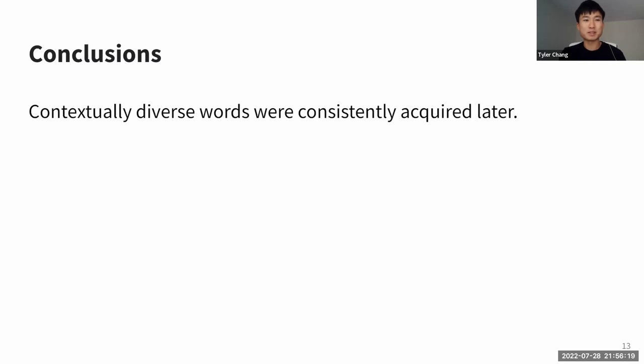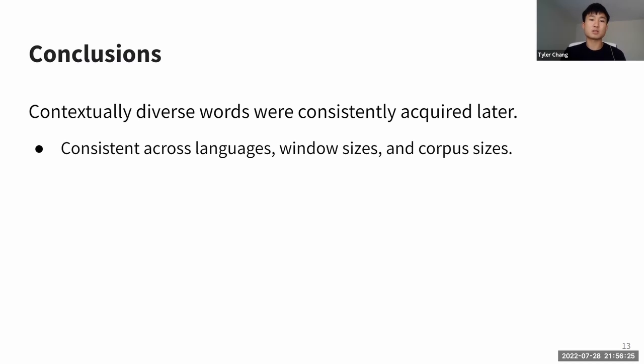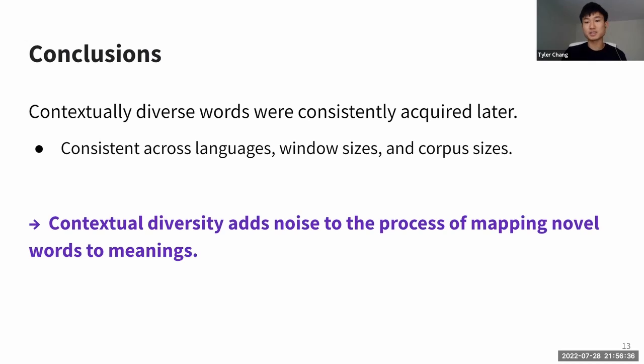So what can we conclude from this? We found that contextually diverse words were consistently acquired later, and this was consistent across languages, window sizes, so syntactic versus semantic contextual diversity, and across different corpus sizes. This suggests that contextual diversity does add noise to the process of mapping novel words to meanings, in contrast to the original study that used the same corpus-derived metric.